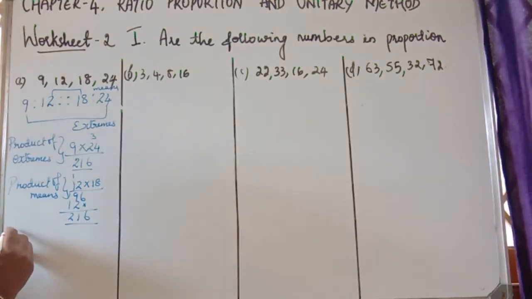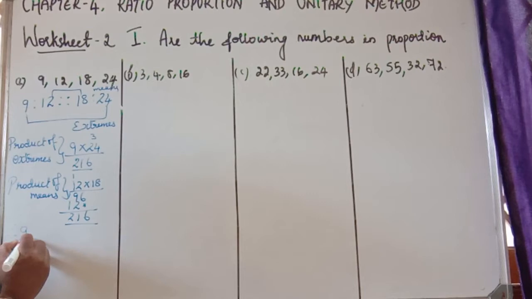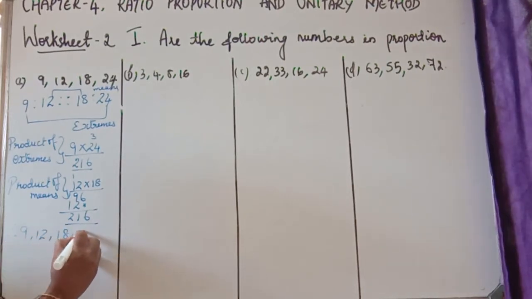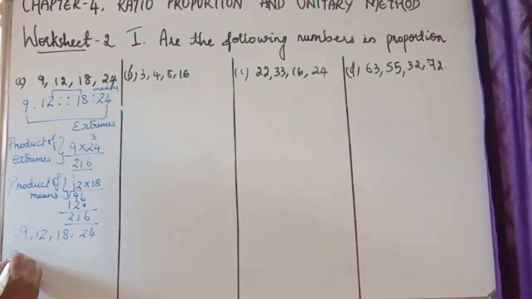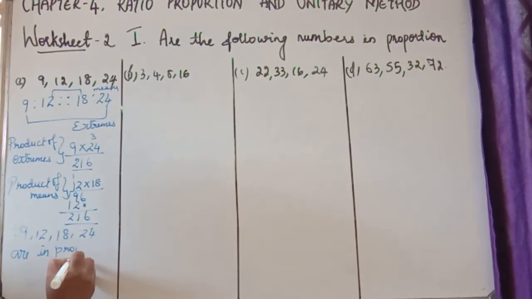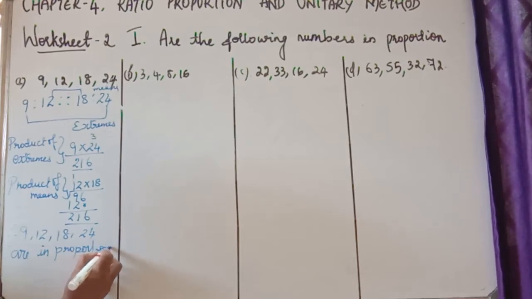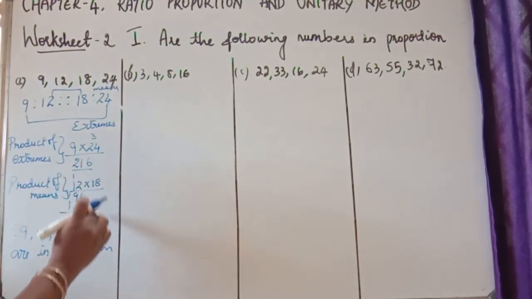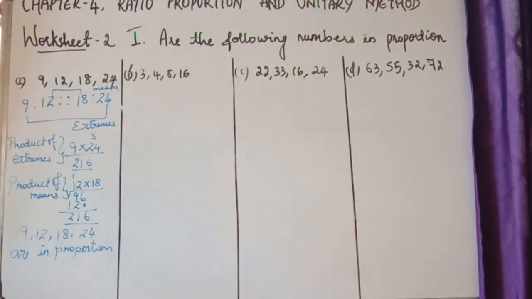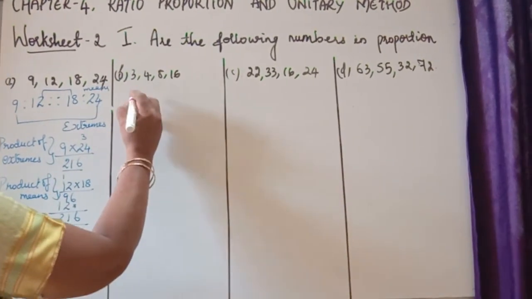So therefore 9, 12, 18, 24 are in proportion. How? Because both the products are the same, so they are in proportion. Now we'll move to the second sum.